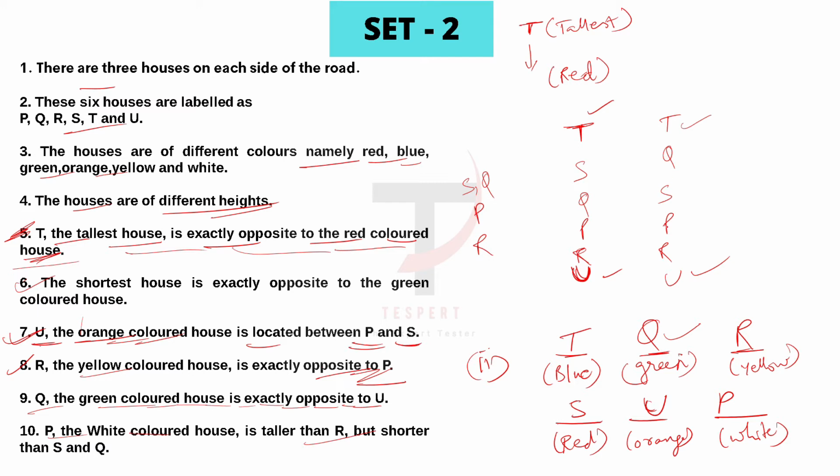So P is shorter than S and Q, so it can be Q S P or it can also be S Q P. We can get anything, right? It can be anything. So this is done. So we are done with this set. Hope you understood this. Let's move on to the third set.